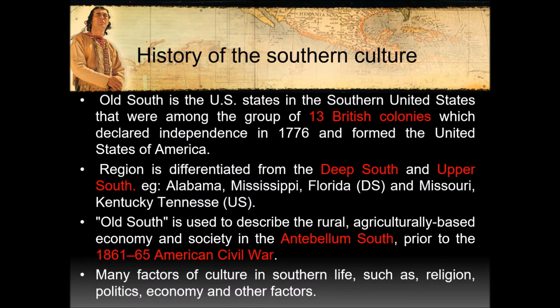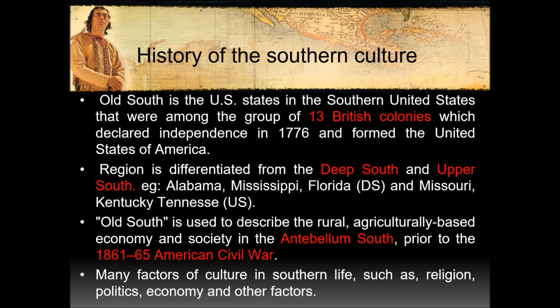So we move to the history of the southern cultures. The Old South is the US states in the southern United States that were among the group of 13 British colonies, which declared independence in 1776 and formed the United States of America. There are two regions in the southern United States, the Deep South and the Upper South. The Deep South consists of states like Alabama, Mississippi, and Florida, while the Upper South includes states such as Kentucky, Tennessee, and Missouri.